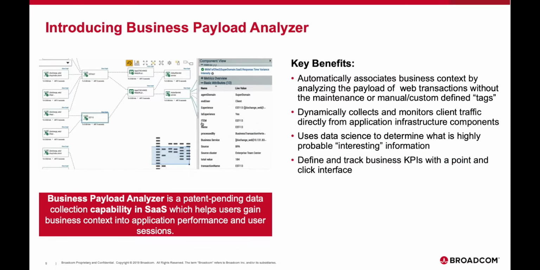Business Payload Analyzer solves that problem. It allows us to not involve the developers in creating special tags in order for us to pull information such as the business transaction name or context out of the function. It allows us to look inside the payload that is being passed between the client and the back end, or between two back ends, and extract out the information that would normally be part of developer-created tags.